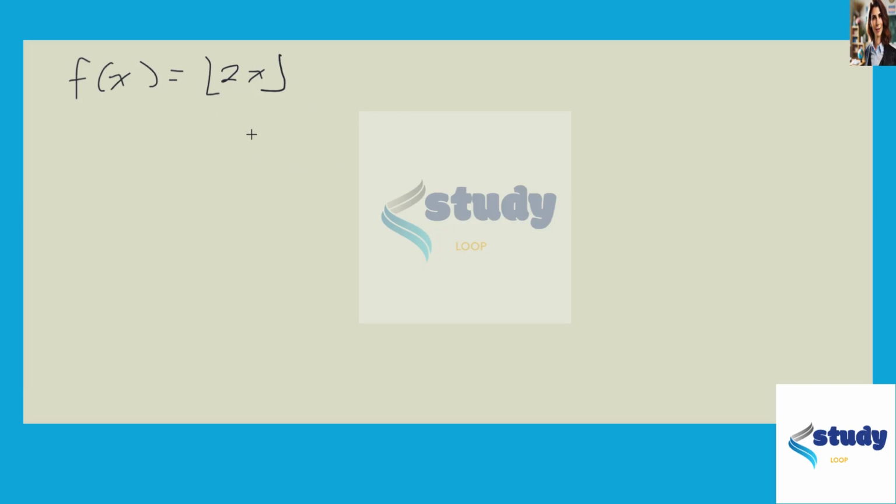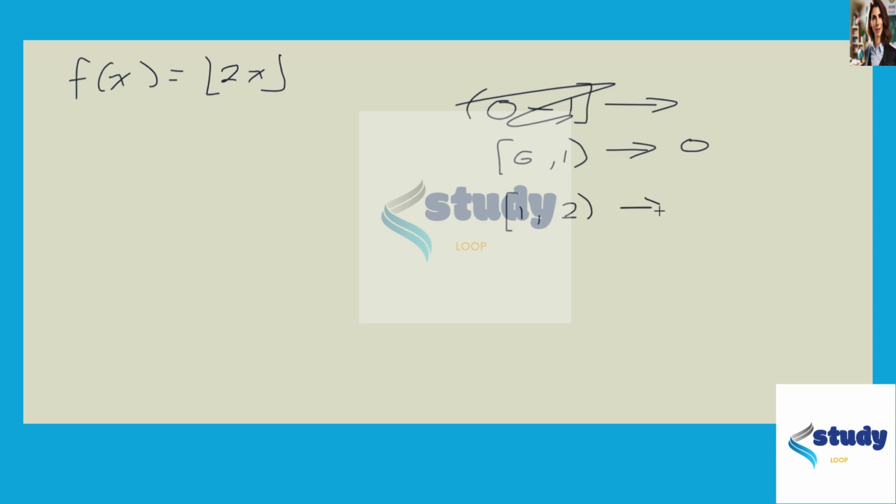We know that if the floor function takes in 0, or any number between 0 and 1, then the floor function will give us 0. If we take the numbers between 1 and 2, then our floor function will give us 1. If we take from 2 and 3, our floor function gives us 2.